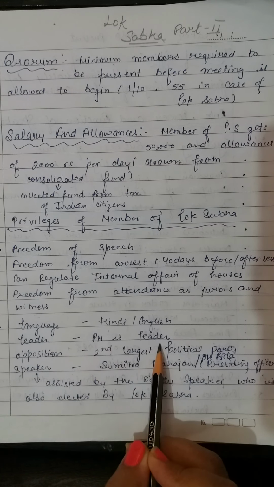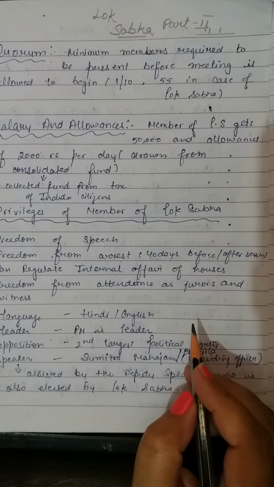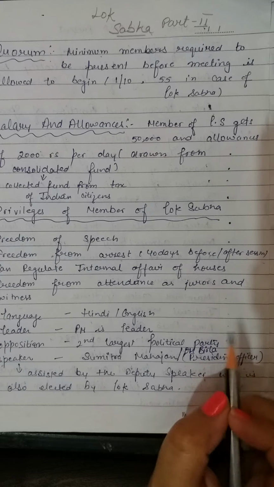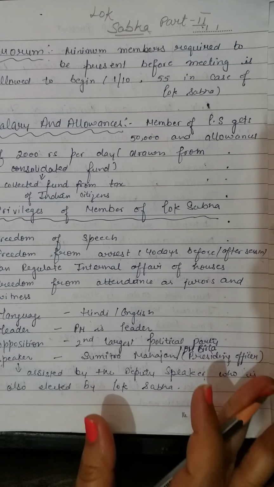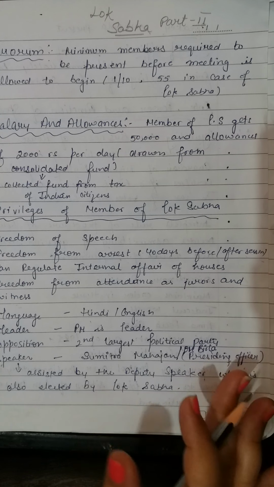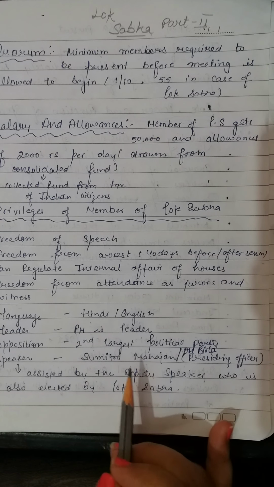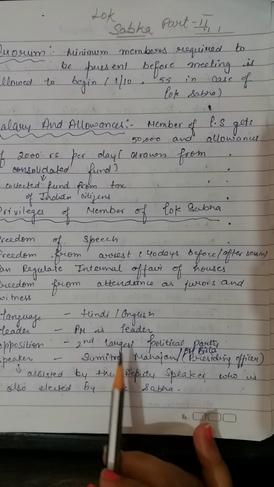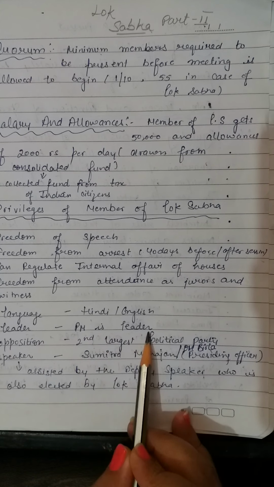Who is the leader of the Lok Sabha? The PM is the leader of the Lok Sabha. How? We, the common people of India, choose the members of the Lok Sabha, and those members choose a person by majority. It's not that they just name a person. With the majority they choose the person who they think is better, as a leader. So the leader is the PM.